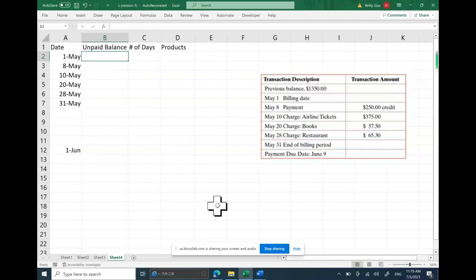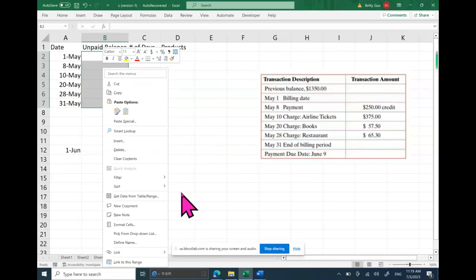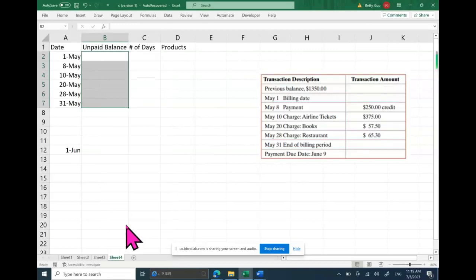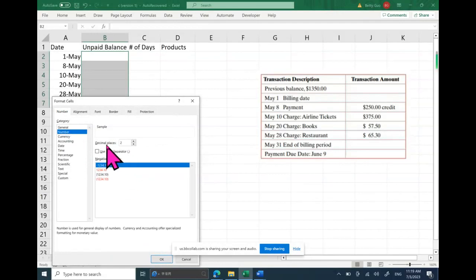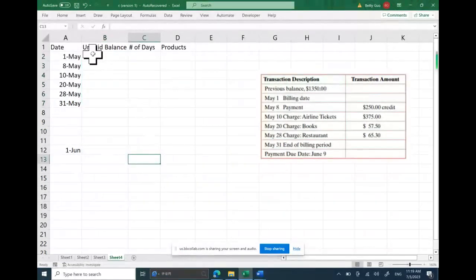The second column is unpaid balance. Unpaid balance is going to be in dollars, and I want to change the amount to the nearest cent. So I go to Format Cells, Number, and make sure it's a decimal, keep 2 decimal places, rounded to the nearest cent. Okay, the very beginning balance given is $1,350, in dollars, rounded to the nearest cent.